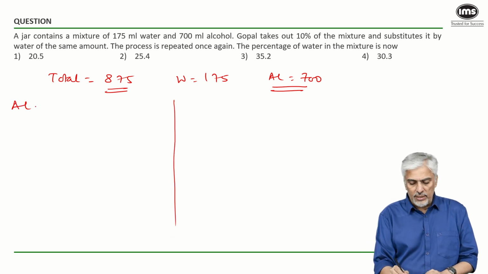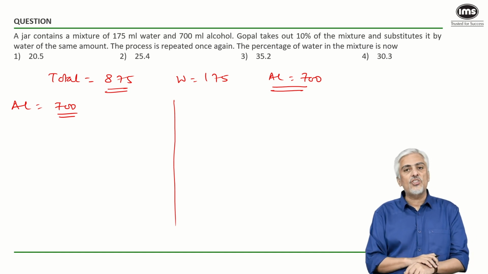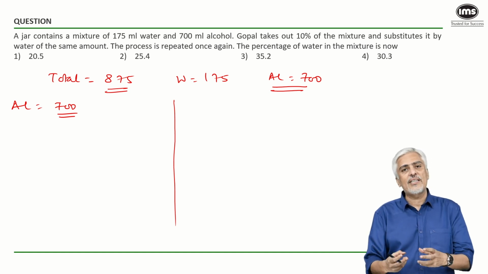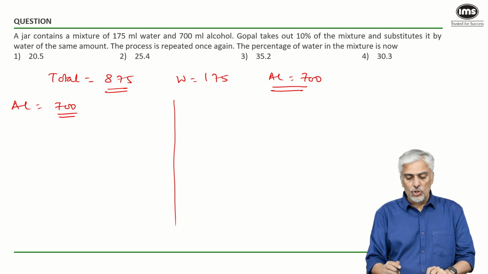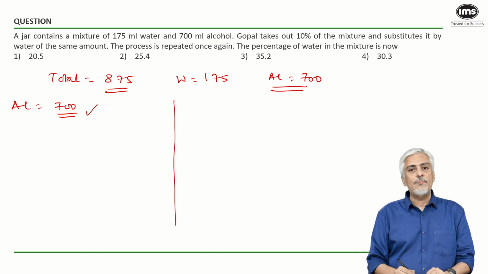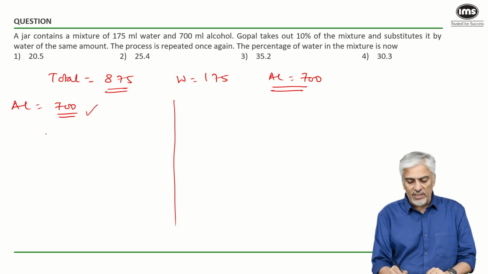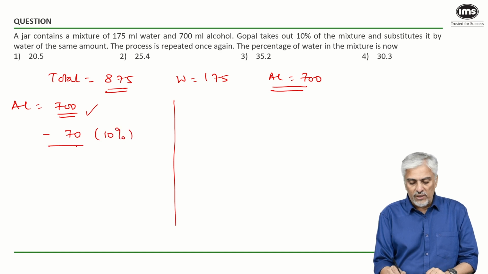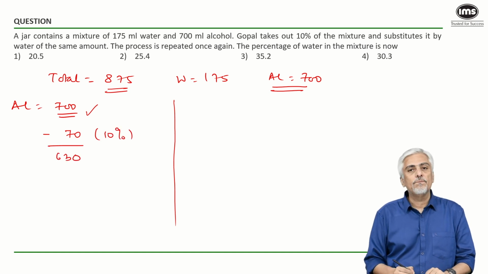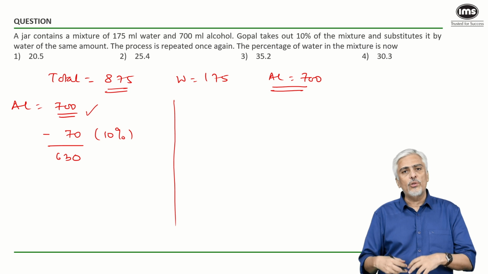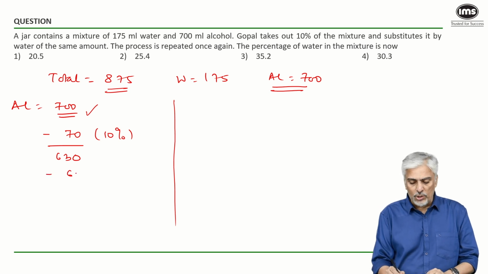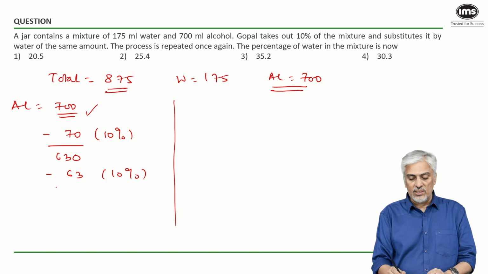The alcohol is 700 initially. When I remove 10% of the mixture, water will also come out 10% and alcohol also will come out 10%. So the amount of alcohol which will come out will be 10% of 700, which is the easy number, 70. So you are left with 630. Right? Again, one more time the process is done. So again 10% will come out, which is 63. 10% of 630 is 63. So you are left with 567.